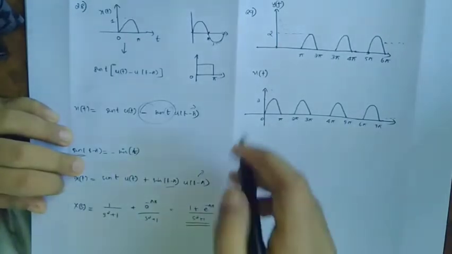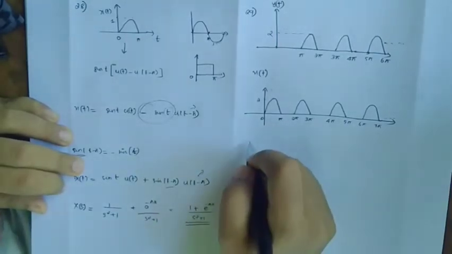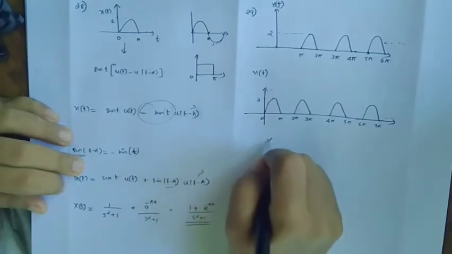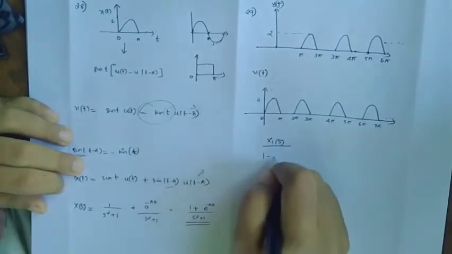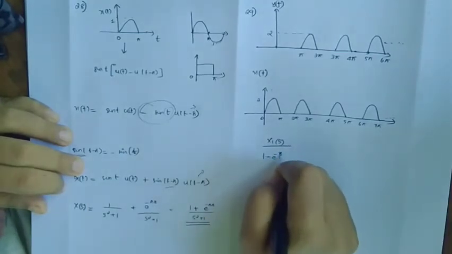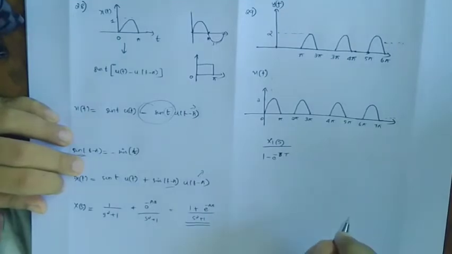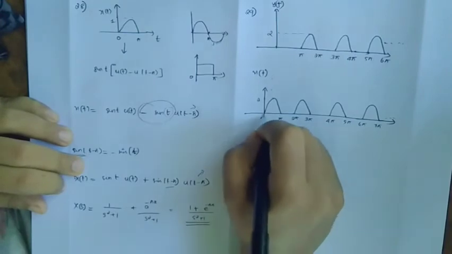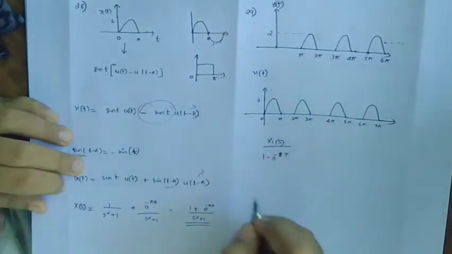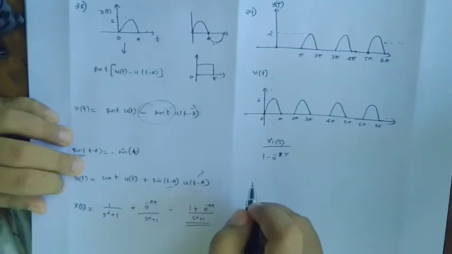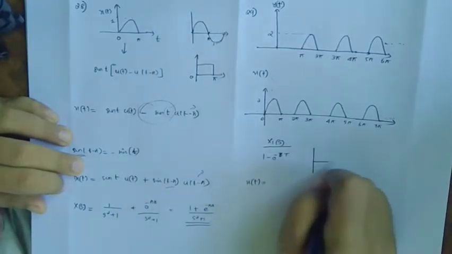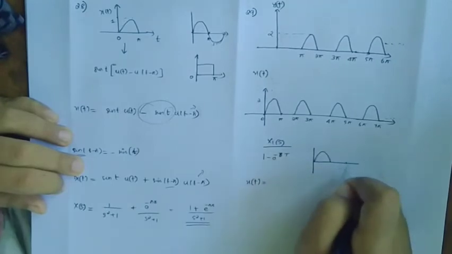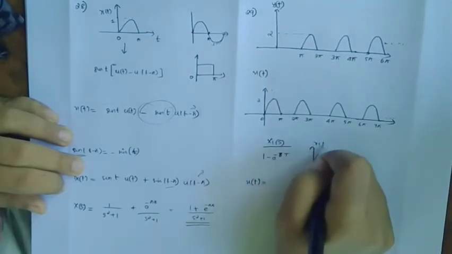We know that the Laplace transform of a periodic function is equal to the Laplace transform of 1 period divided by 1 minus e raised to minus s T, where T is the period of the function. So the Laplace transform of 1 period, that is 0 to 2 pi. I am just taking 1 period, 0 to 2 pi. This is x1 of t.